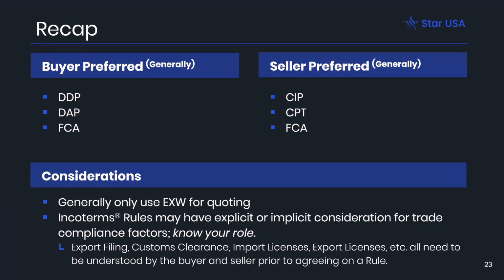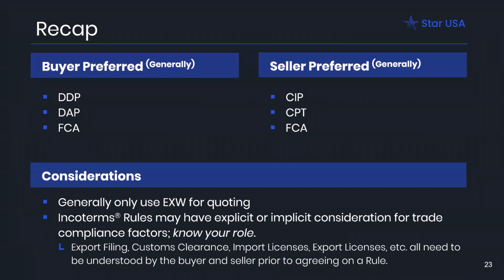Considerations: you generally only want to use EXWorks for quoting. I recommend this to everyone that's looking at EXWorks as an option for their shipments, whether buying or selling. If you're buying, get an EXWorks price from various suppliers and then layer in the freight, transportation, and customs clearance costs separately so that you can compare apples to apples on the goods and on the freight and other parameters. Incoterms rules may have explicit or implicit consideration for trade compliance factors, so it's important to know your role.